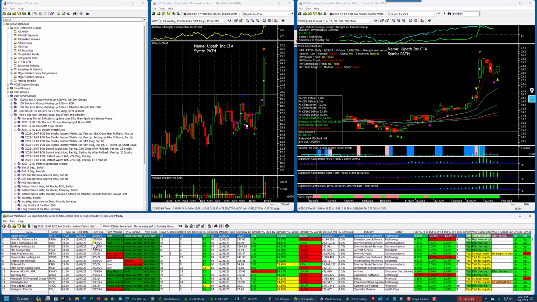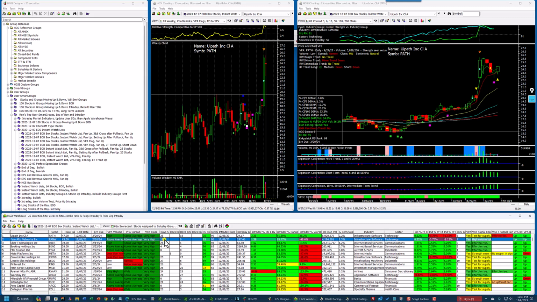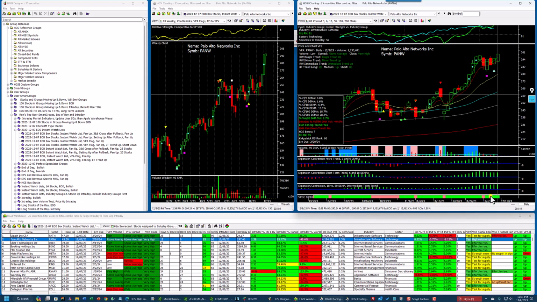Let's take a look at PANW. Crossed over 13 days ago, the 3 crossing the 6, pulled back. The VPOC just crossed over again yesterday. You can see the pullback. Let me open this up. Crossed over yesterday.